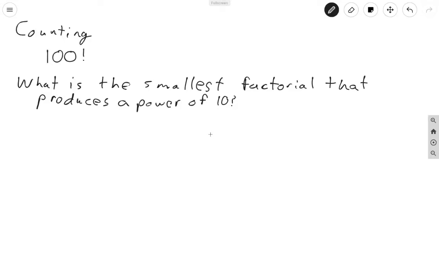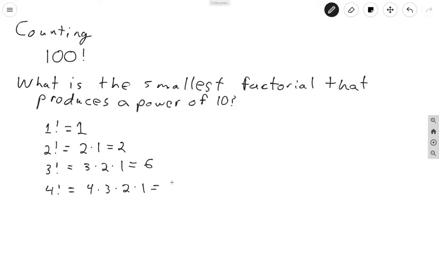Well, let's start off with 1. If we do 1 factorial, that's just 1. If we do 2 factorial, that would be 2 times 1, which is 2. 3 factorial, 3 times 2 times 1, which is 6. 4 factorial, 4 times 3 times 2 times 1, which equals 24.